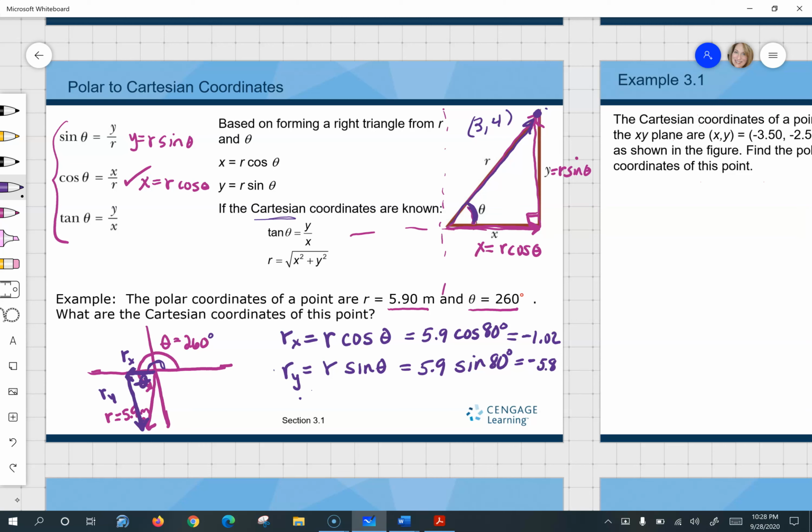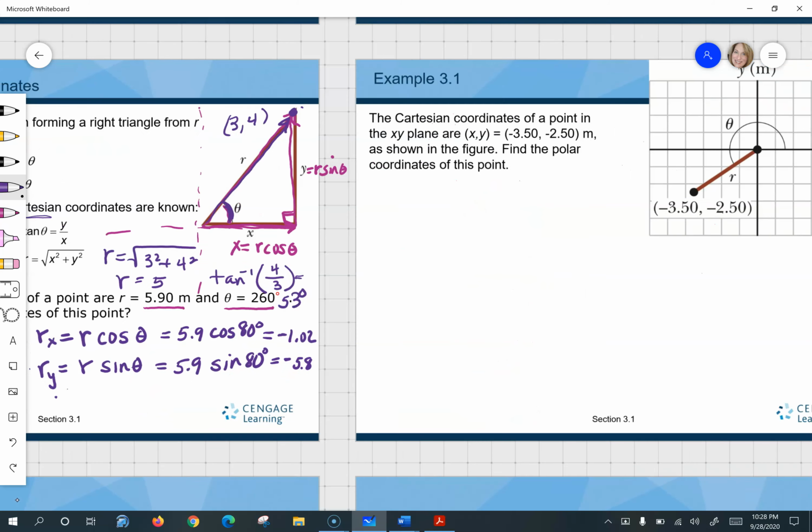If we had the point 3, 4, we could find the magnitude of r by saying the square root of 3 squared plus 4 squared, and we know that that's 5. And then the inverse tan of y over x, which is 4 over 3, tells me that that angle is 53 degrees. Alright, so that's just going back and forth, and you'll have practice with that in your homework.